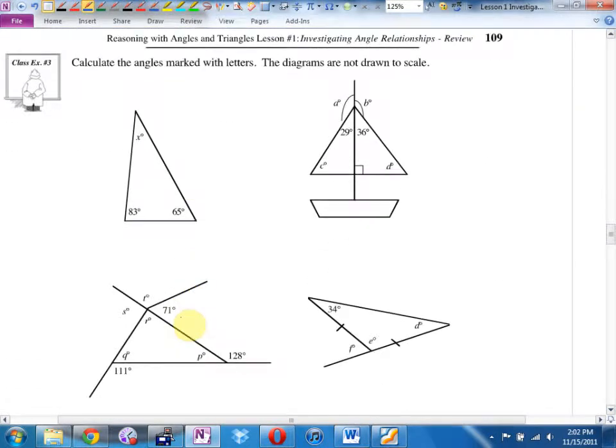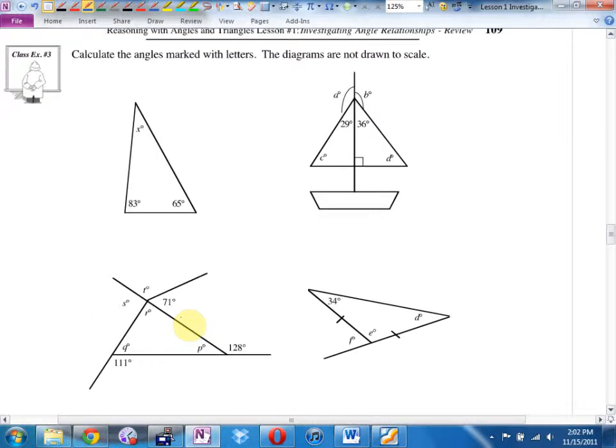This is what we're going to spend some time doing for the next few days. We're going to be using deductive reasoning, inductive reasoning, conjectures, conclusions, for shapes. I like this. It's a nice change from, here's an equation, graph it.